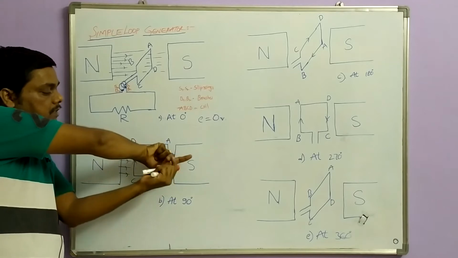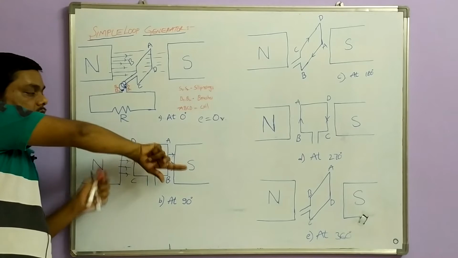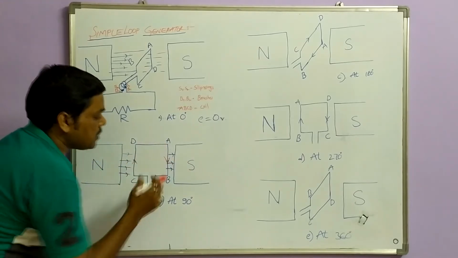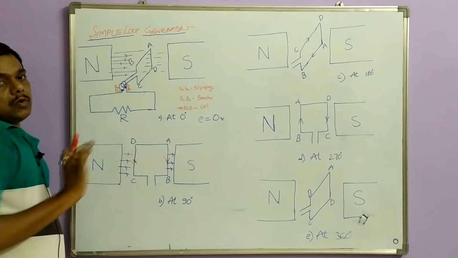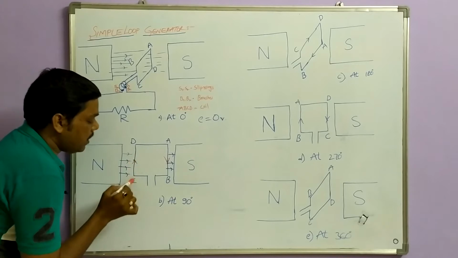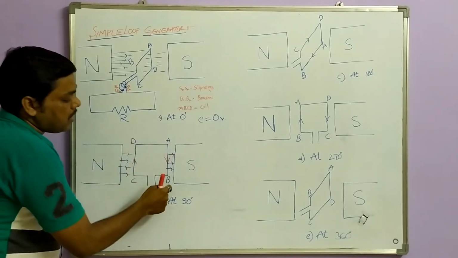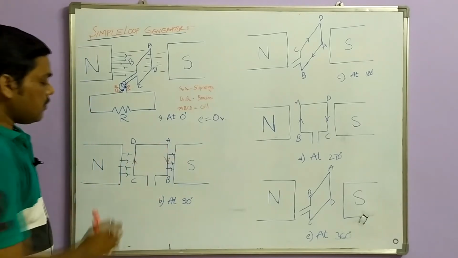Now what is the current direction? It is coming out. That means it is going out from this board, so I can show this as coming out from you, that means towards you. Now your current in the CD conductor is entering and in the AB conductor is outwards. Now what will happen?